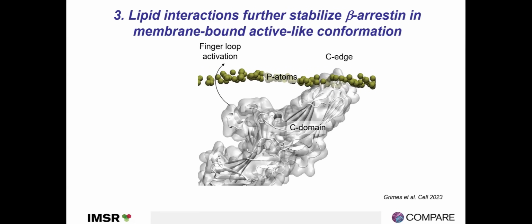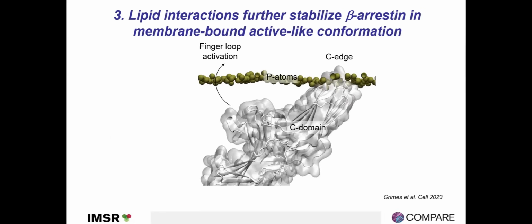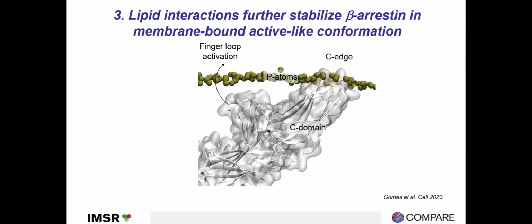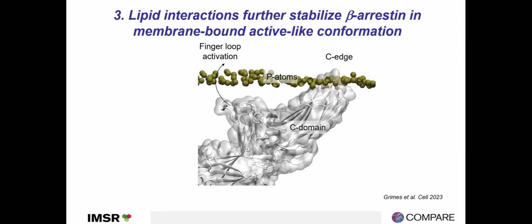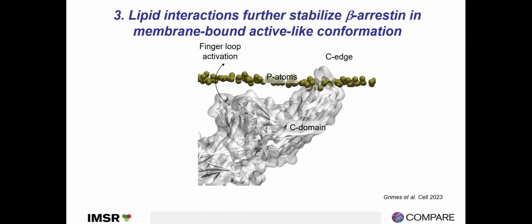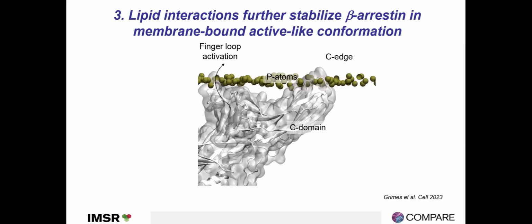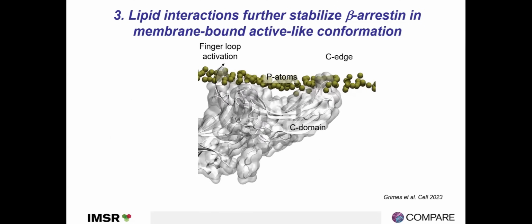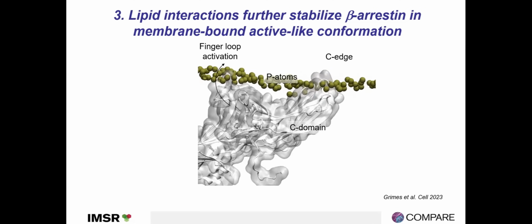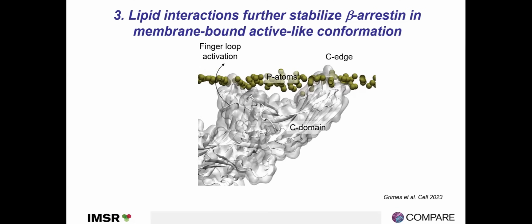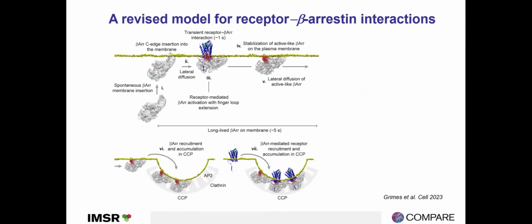So if you start now from beta-arrestin anchored on the membrane, and you continue your MD simulations, there's another thing that is quite interesting that we observe, which is that at times, the finger loop, which is the domain that is very important for interacting with the core of the receptor, spontaneously adopts an active conformation and can also insert into the lipid bilayer, which was a surprise. And that's again something we could, to some extent, verify experimentally.